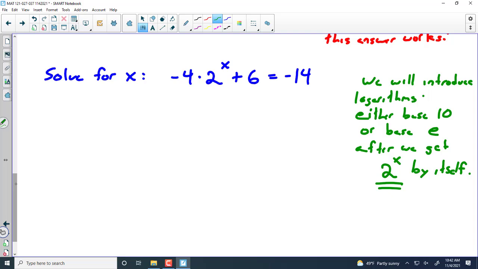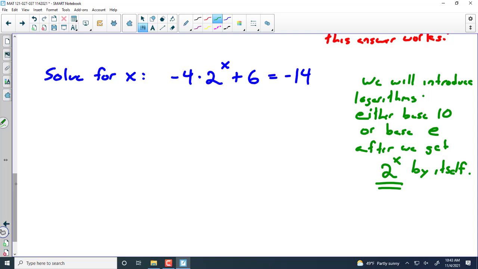This is a problem that has x up in the power. We want to get the x down from the power. We get the x down from the power by using the power rule. We can't use the power rule until we have a logarithm. And we can't take a logarithm until we've isolated the base and the power. It sounds like a lot to do, but actually it's just a couple steps.